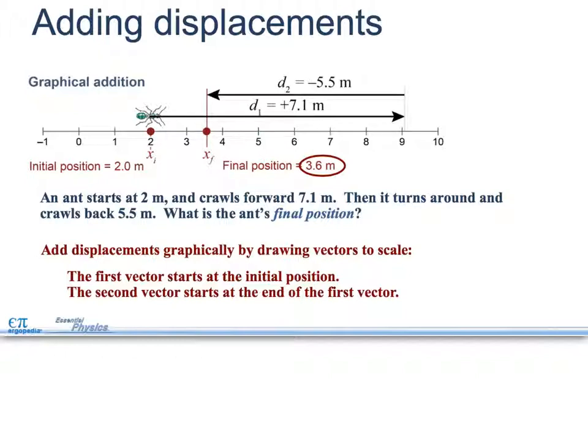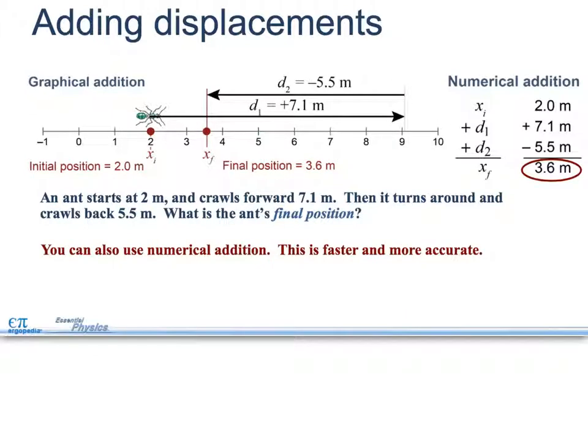So it first went 7.1 meters, and then it went backwards 5.5 meters, so it went negative 5.5. The first vector starts at the initial position, which was 2 meters. The second vector starts at the end of the first. So 7.1 plus negative 5.5, the final position, gives you what? They're showing you started at x1, plus d1 is 7.1, plus d2 is negative 5.5, giving you 3.6.